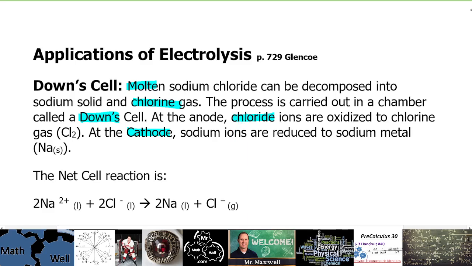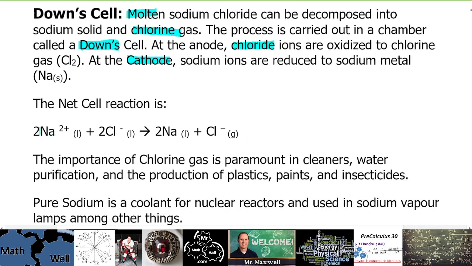So the net cell reaction is this. You have to write this down in your notes here. So 2 sodium ions plus 2 chloride ions produces 2 Na liquid and then chlorine gas. So the idea is, I guess, to get solid, but the liquid is what is produced initially.